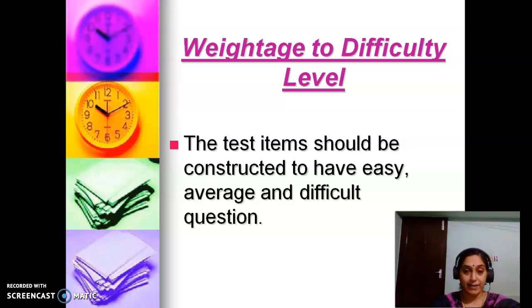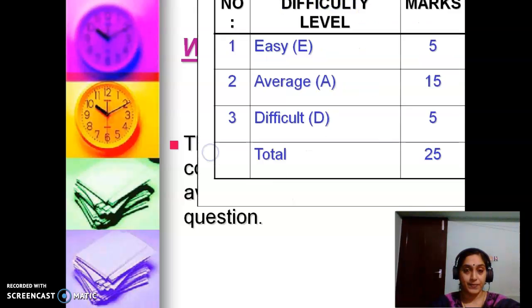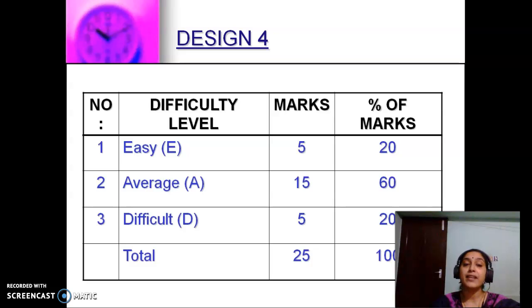Weightage to difficulty level. The test items should be constructed to have easy, average, and difficult questions. Example is given here: serial number, difficulty level. As we know, it involves easy, average, and difficult questions. The marks related to each question and the percentage is given.